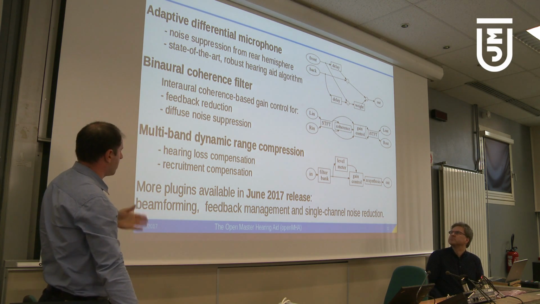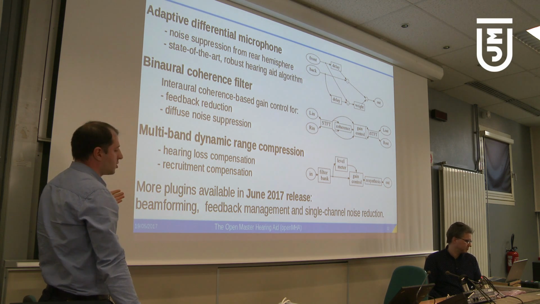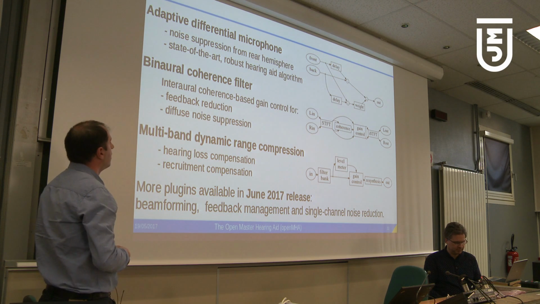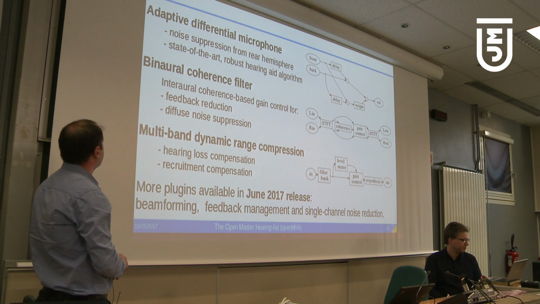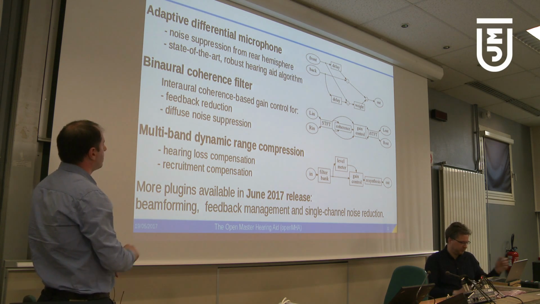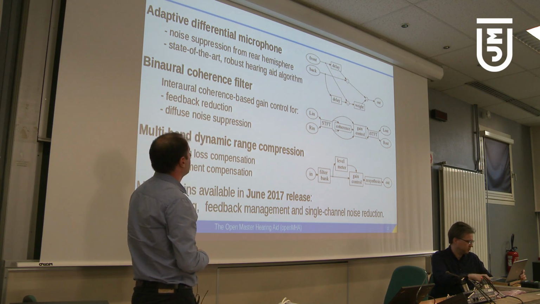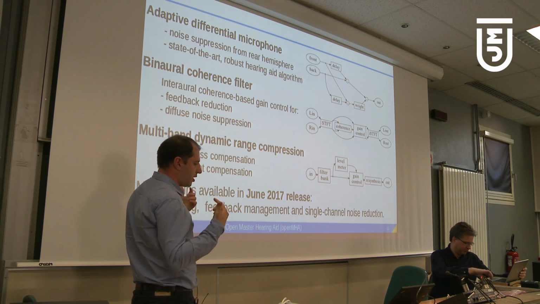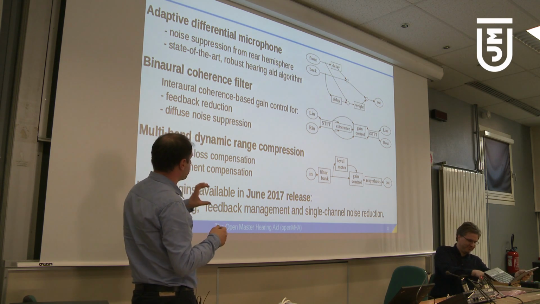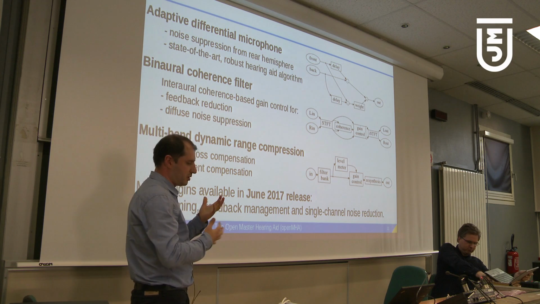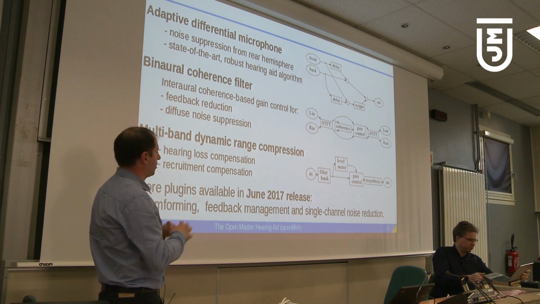The other one is the coherence filter, which deals with feedback suppression between the microphone and loudspeaker of the device. It's a binaural algorithm. By measuring the binaural coherence between left and right, one can then have a frequency-adjustable control gain.